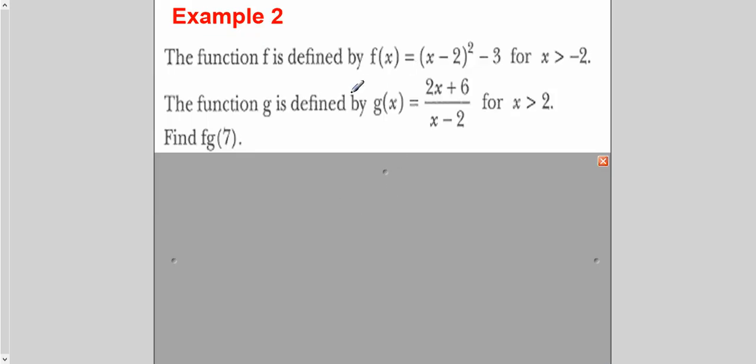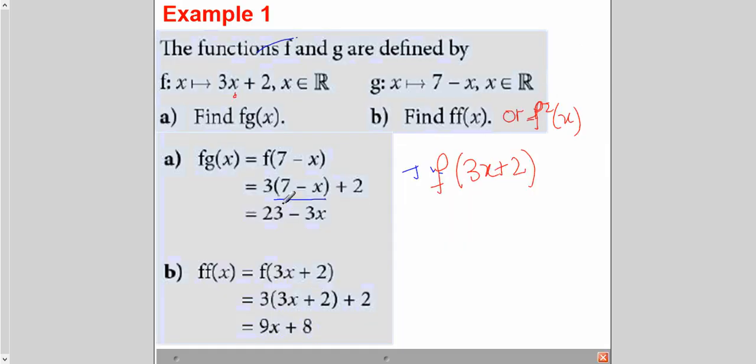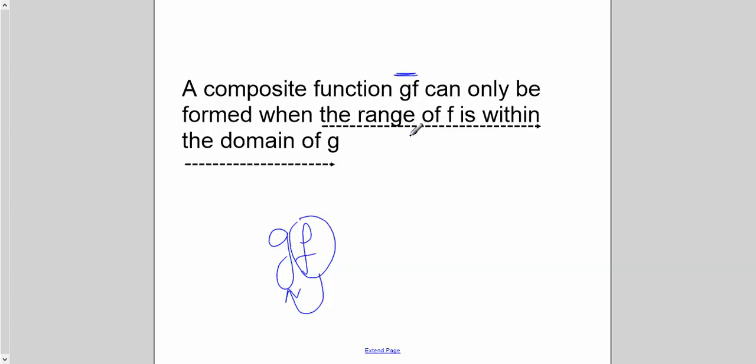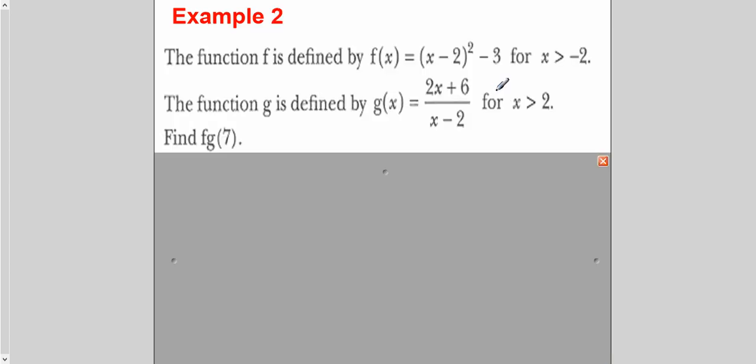Now example 2. Now here you see x greater than minus 2. Until I get the values, I cannot explain to you the meaning of it. Function f is given to you, and it is given for the domain x greater than minus 2. Similarly, function g is given to you, and it is given for the domain x greater than 2. You have to find f of g of 7.